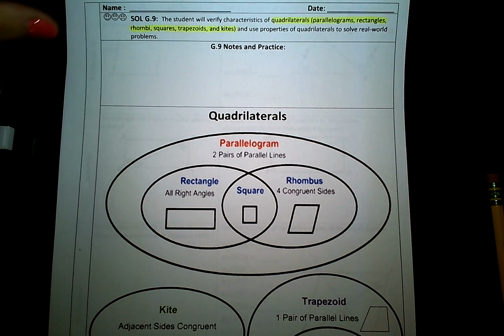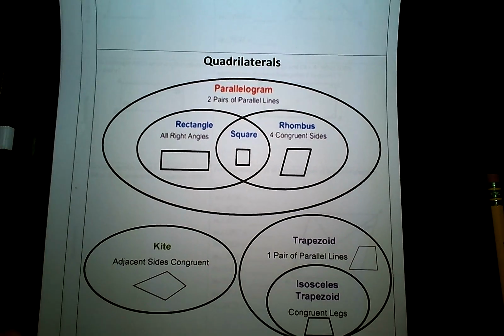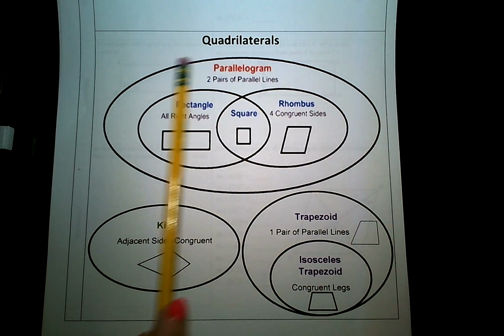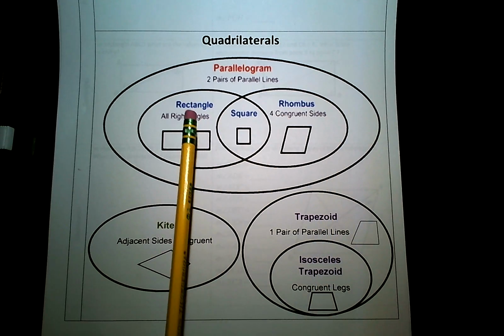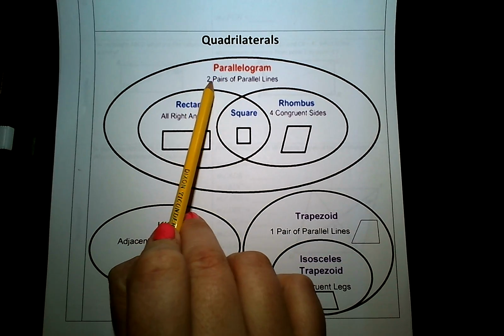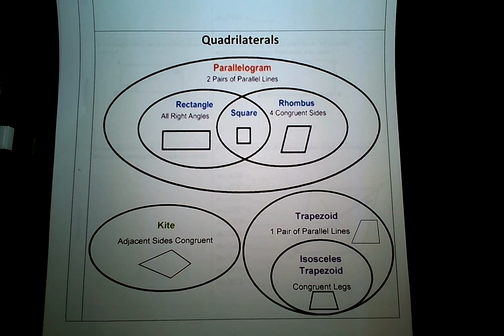Well, what I've made here is a giant Venn diagram of all the different quadrilaterals, and what I thought this would be useful for is so that we can look at their different qualities and understand how every quality, for example, that applies to a parallelogram also applies to a rectangle, a square, and a rhombus. So let's take a look at what it takes to be a parallelogram. The definition of a parallelogram is a quadrilateral with two pairs of parallel sides.